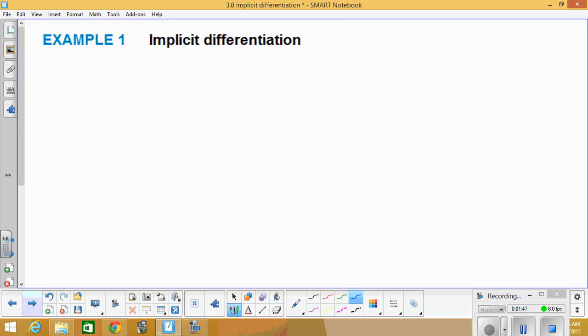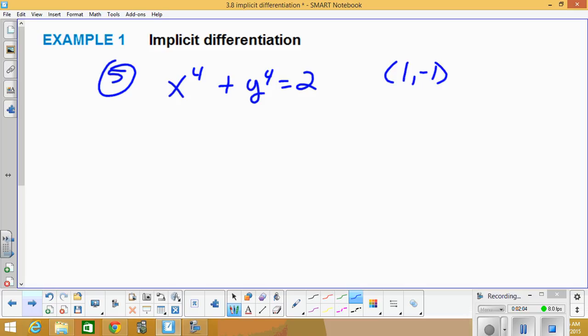So in the book, for example 1, implicit differentiation, I'm going to do an example from homework 5. I have x to the fourth plus y to the fourth equals 2, and then I want to evaluate it at the point 1, negative 1. I'm going to try to do the way the book does this first example, but I don't like it, and then I'm going to do the way that I do like. The book says the first thing you want to do is take the derivative of each part of this function.